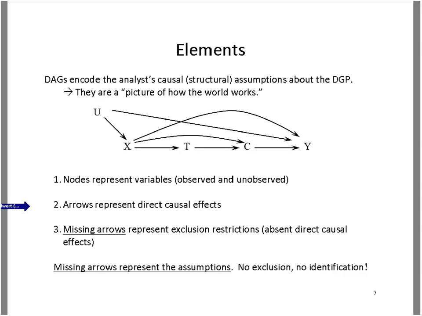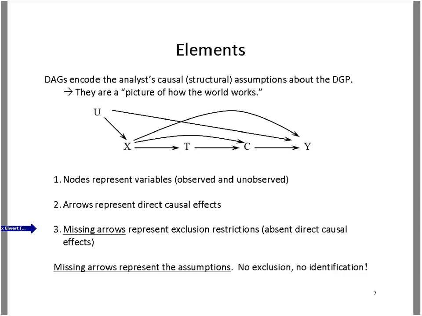Second, DAGs consist of arrows. Arrows represent direct causal effects. So having an arrow from T to C means that we believe that changing T will cause a change in C. And finally, third, DAGs consist of missing arrows. Missing arrows represent exclusion restrictions. That means a missing arrow indicates that we believe that there is no direct causal effect from one variable to the other. Specifically, a missing arrow from T to Y indicates that we believe that T does not directly cause Y through any mechanism other than through C.